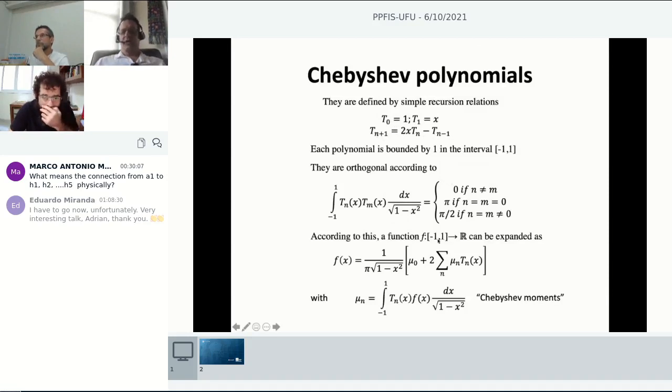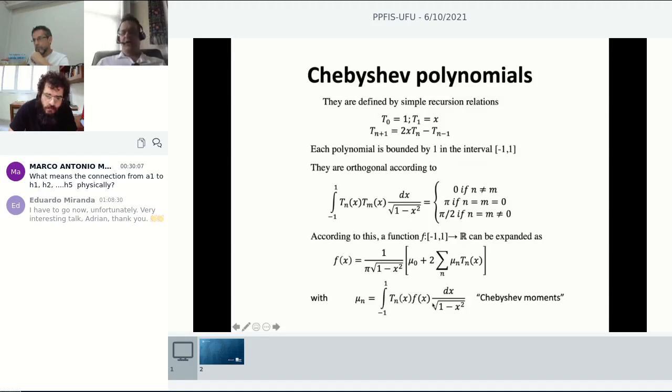Because they form an orthonormal basis in -1, 1, we can represent any function in this interval as an expansion in terms of these Chebyshev polynomials that looks like this. It's the sum over all the polynomials, with some coefficient in front of each polynomial. This coefficient is the overlap between the polynomial and the function, and it's called the Chebyshev moment. If you want to calculate the expansion, you need to calculate these integrals, these Chebyshev moments, and you're done.